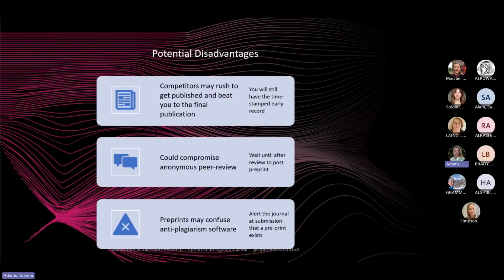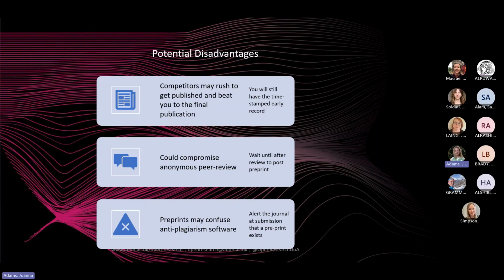There are some potential disadvantages to preprints. You may find that competitors may rush to get published and beat you to the final publication. But again, you still have got that time-stamped early record to show that you were there first. If you are planning to submit to a journal that uses anonymous peer review, it could compromise the anonymity. So you would probably want to wait until after review before you post your preprint, just in case that using the preprint makes you identifiable to the reviewer.